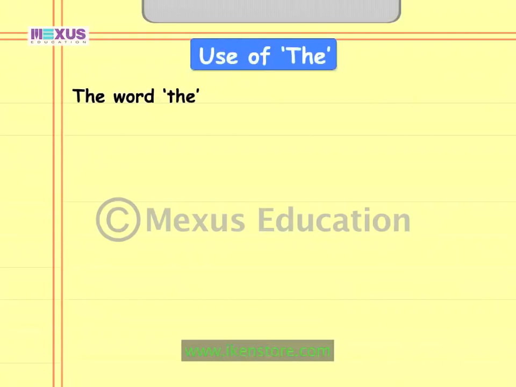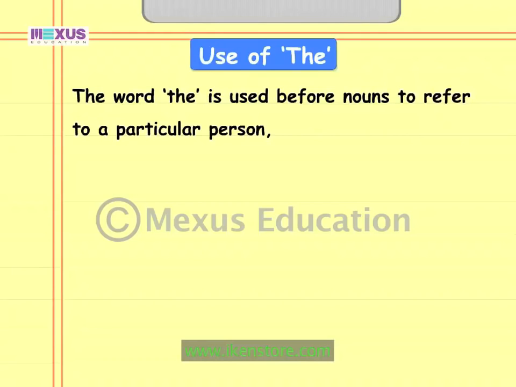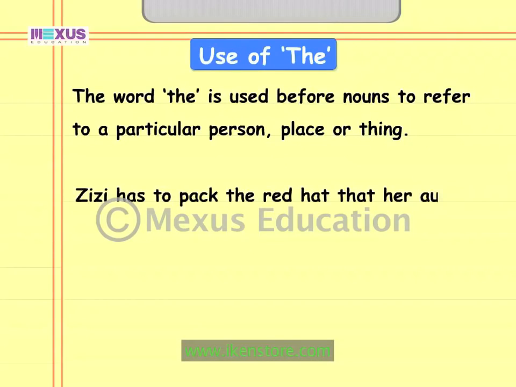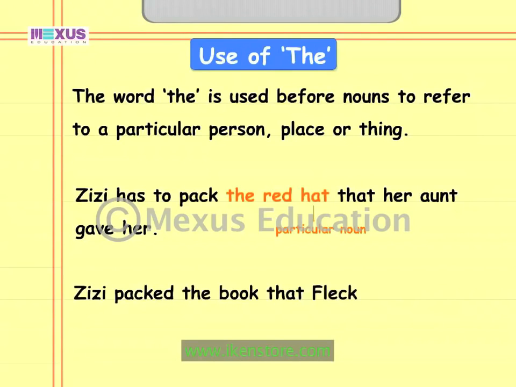We use the word the before nouns to show that we are referring to that particular person, place, or thing. For example, Zizi has to pack the red hat that her aunt gave her. In this sentence, the red hat refers to the particular hat that Zizi's aunt gave her. Let's look at another sentence. Zizi packed the book that Fleck gave her. Here, the book refers to the specific book that Fleck handed out to Zizi.